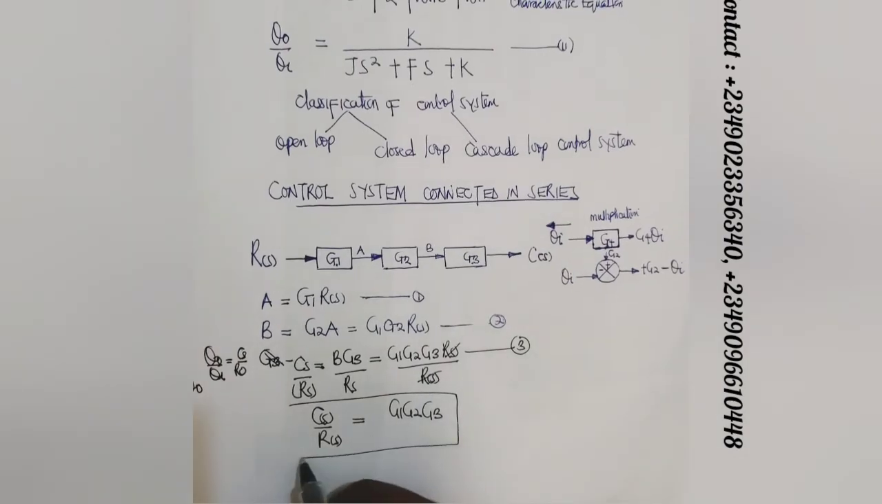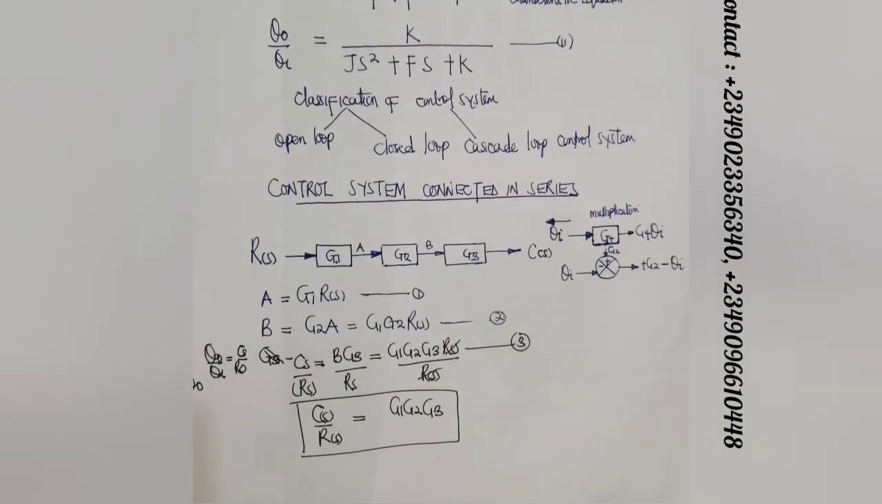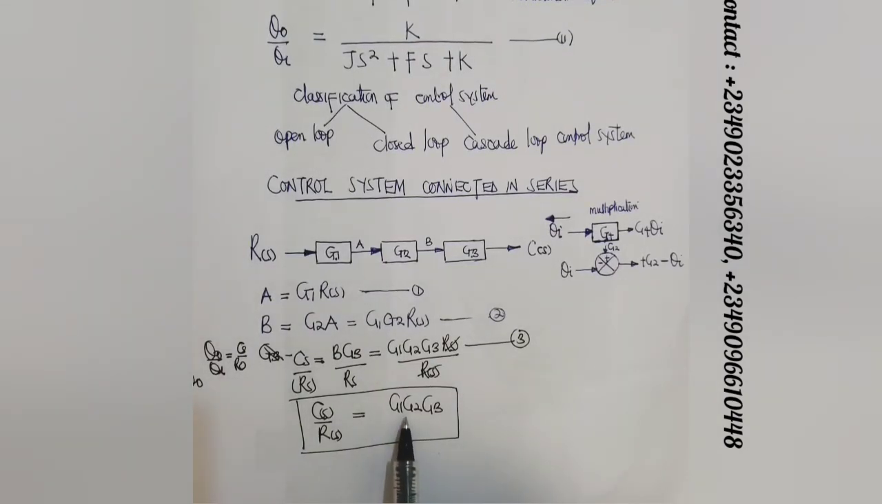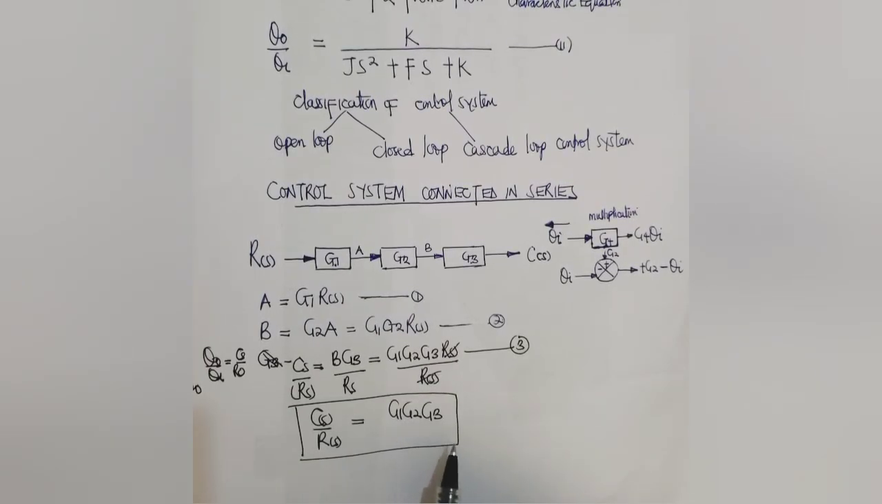So meaning that whenever I'm asked to use a block diagram to find the transfer function of control systems that are connected in series, the resulting answer is going to be what? A multiplication of your elements.